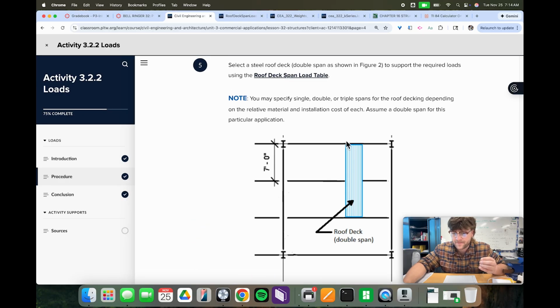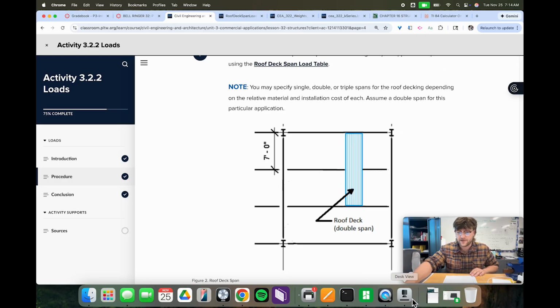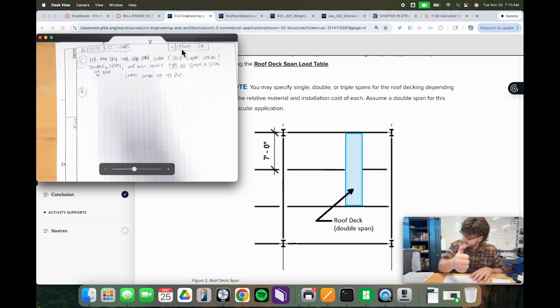Now, in terms of this, we are going to be looking at that tributary width, and we're also going to be taking into consideration our load combo. Our load combo is 47 PSF. So we're going to end up using that for the load combination, right? And then we're going to multiply that by the tributary width. So let's calculate this out first for an interior beam.